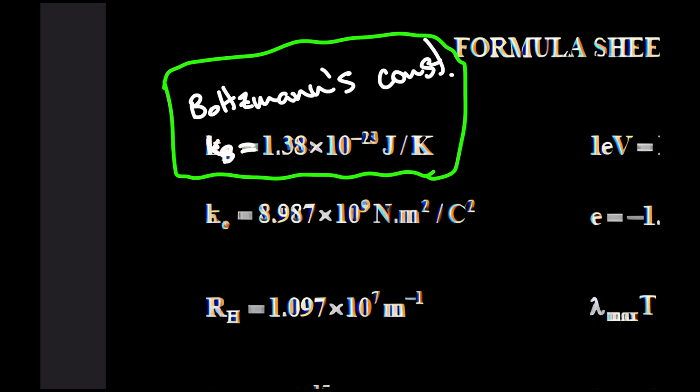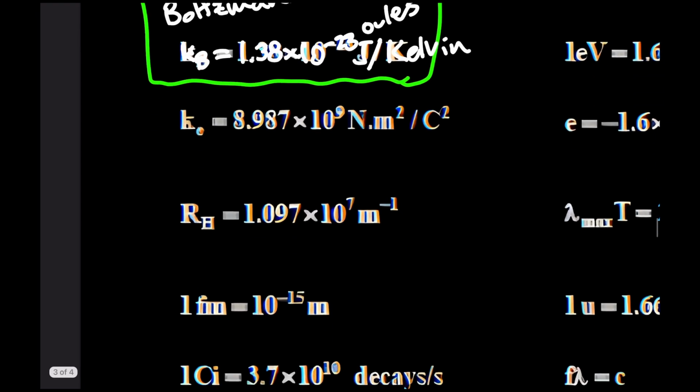What do we have here? Let's just take a look at 1.38 times 10 to the minus 23. This is joules per Kelvin, I believe. Joules per Kelvin. All right. So yeah, I'm not sure what else to say about that. It is a constant.